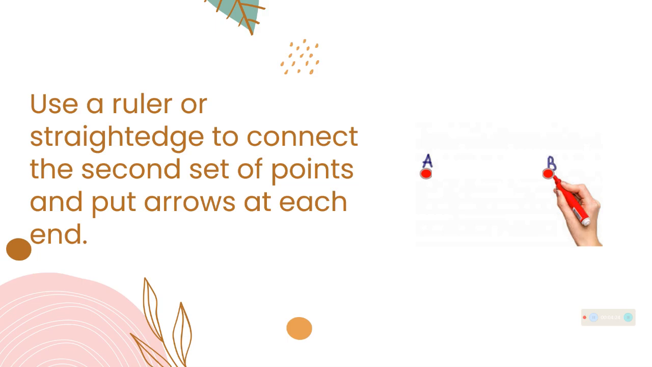Use a ruler or a straight edge to connect the second set of points and put arrows at each end. So I have here point A and point B and you are going to connect them using a ruler or any straight edge. Then you are going to put arrows at each end, like this one and this one. This is what we call the line. You may name this as line AB or line BA.